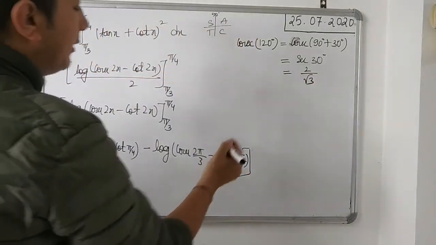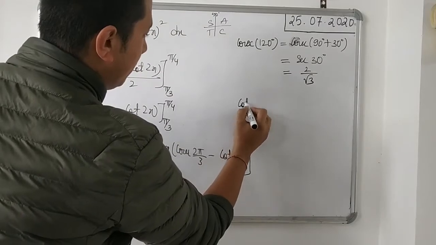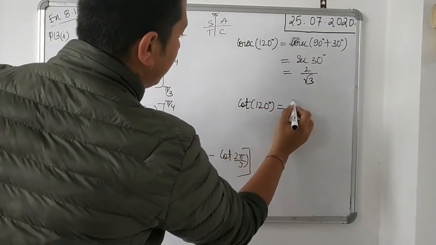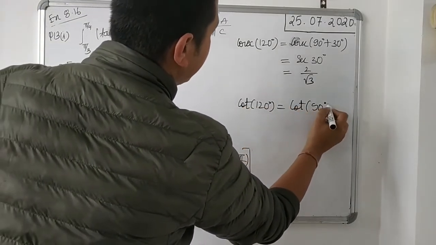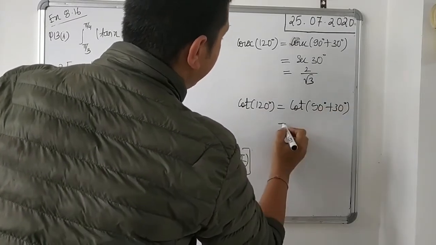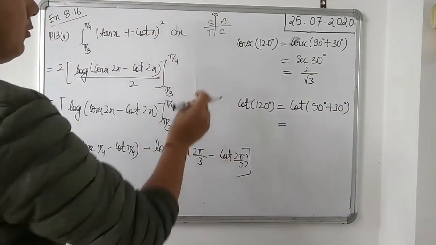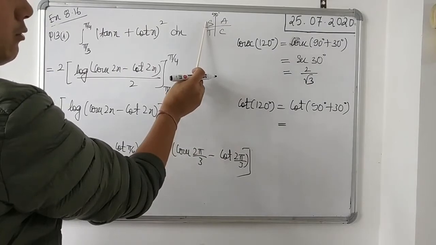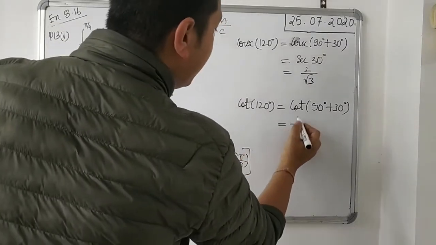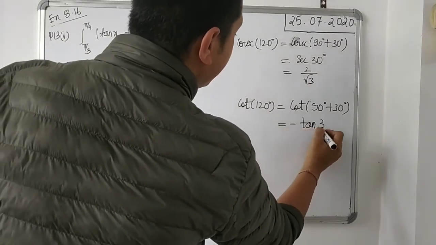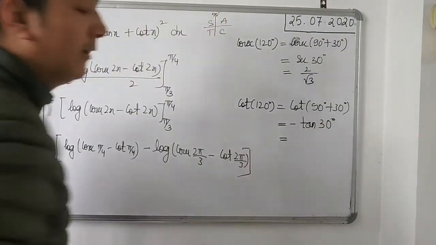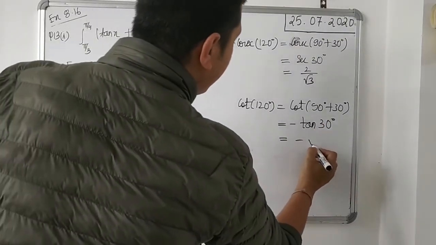And similarly this is your cot 120. So cot of 90 plus 30. It belongs to the second quadrant, so therefore it's going to be negative. And cot changes to tan 30 degree. What is the value for tan 30 degree? Root over 3. So hence it is going to be minus of root 3.